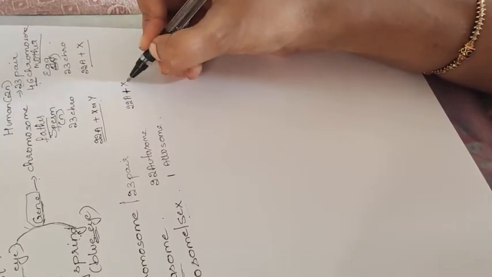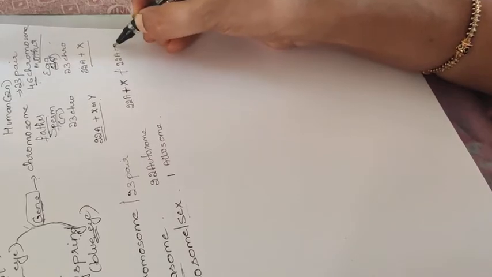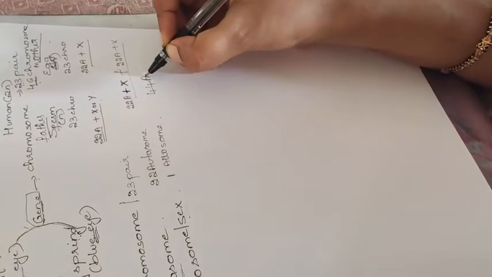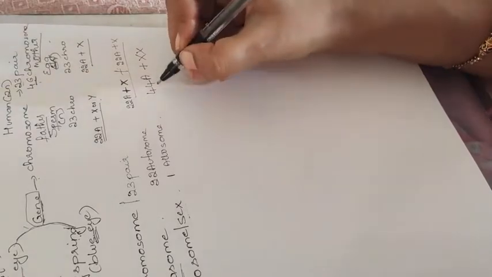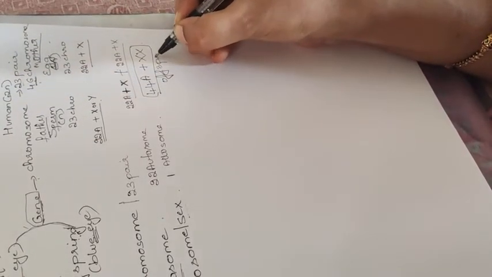Let us imagine it is the sperm which is carrying the X chromosome. It will fuse with the egg. That is, again it is fusing with this egg. And now what is that? 22 plus 22, it is 44 autosomes plus X and X as the sex chromosomes. Now this is the offspring.